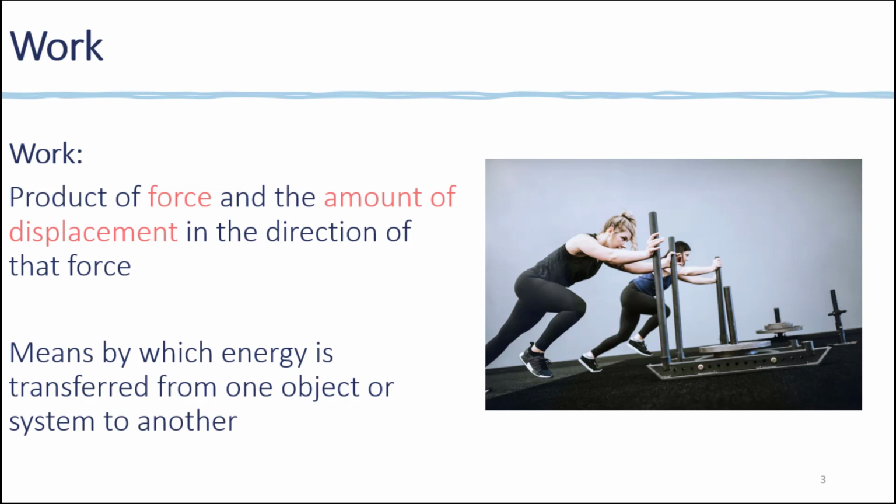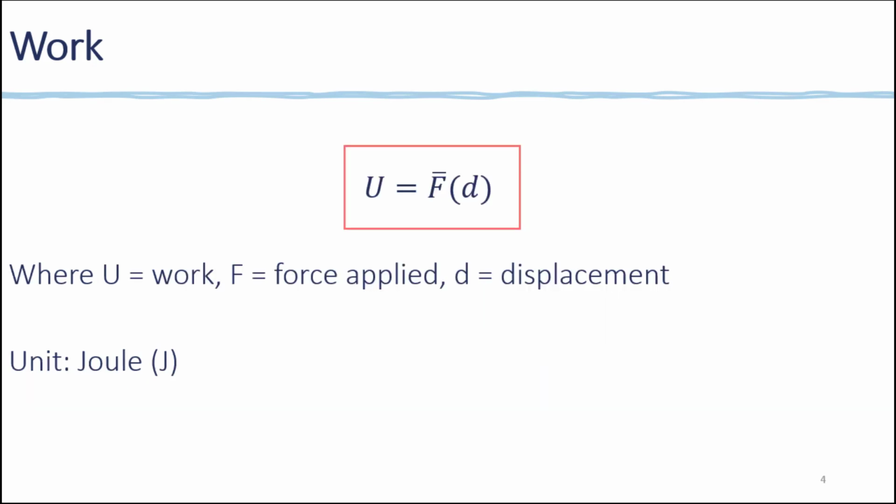Out of all the definitions for work, the dictionary actually takes up half a page to describe all of the definitions. But in mechanics, work is the product of force and the amount of displacement in the direction of that force. So, in other words, it's the means by which energy is transferred from one object or one system to another. And mathematically, it's expressed as U equals force times displacement. So U equals F times D, and U is work here.